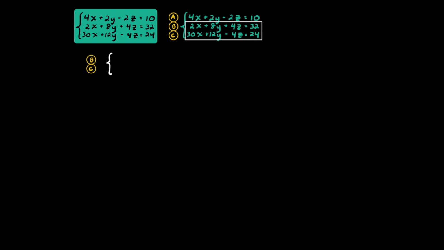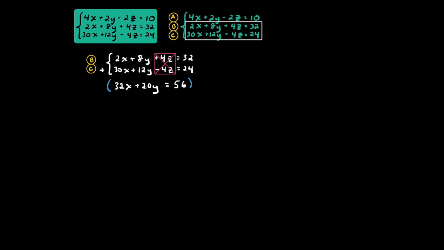Here we're going to write equations B and C and add them together. We have 2x plus 8y plus 4z is equal to 32, and we have 30x plus 12y minus 4z is equal to 24. Adding these two equations together, 2x plus 30x is going to be 32x, 8y plus 12y is going to be 20y, 4z plus negative 4z gets eliminated, and 32 plus 24 is 56.